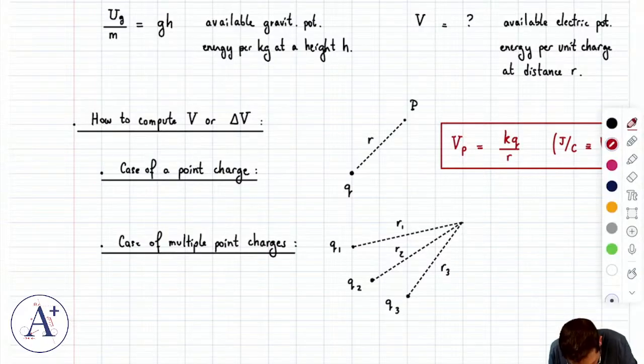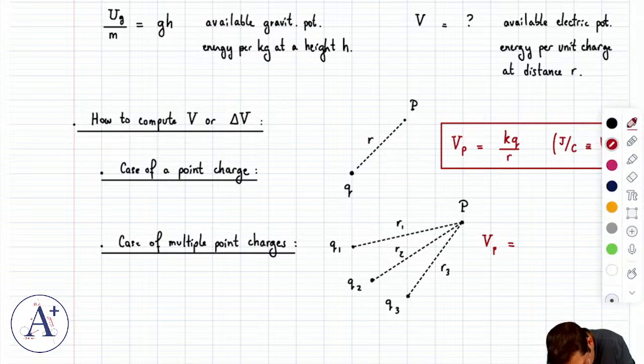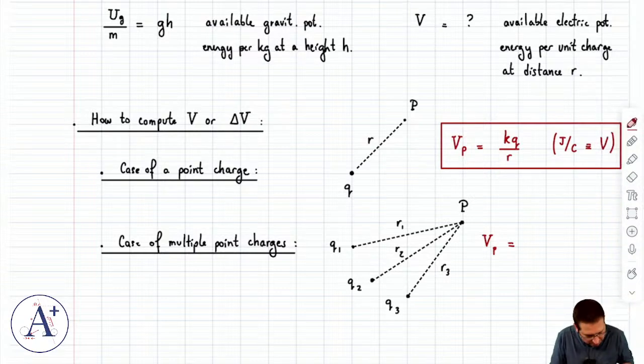Okay. Well then, V, let's call it point P again. That's a good way to denote this point. This is point P. Again, point P is a location. There's nothing at that point. It's just a location in space. V is going to be, by superposition, the sum V1 plus V2 plus V3.